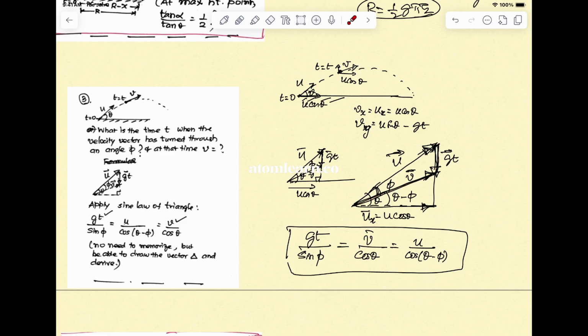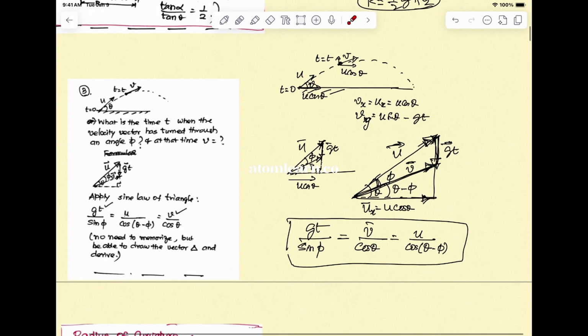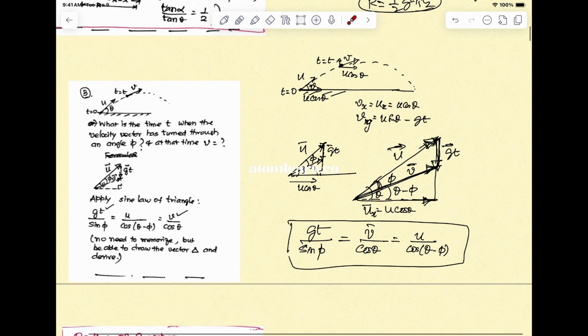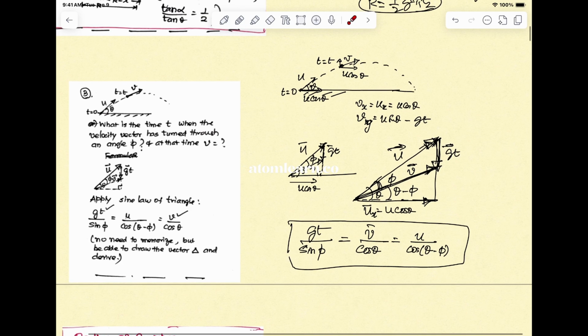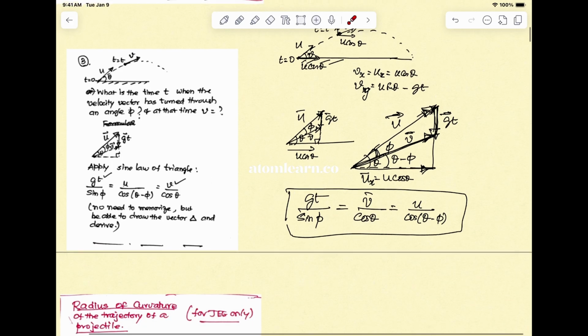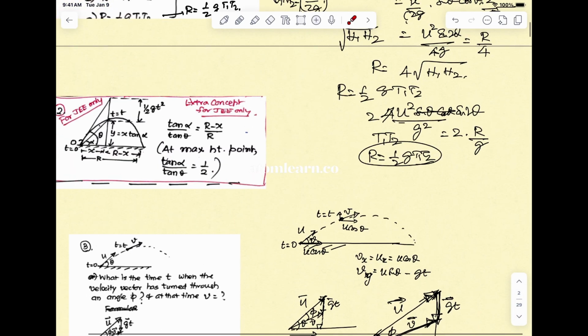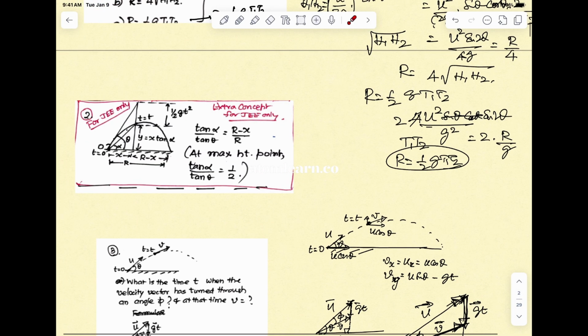This is the extra concept which you must be aware of, both the NEET people as well as the JEE Main people. Then we come back to what is required only for JEE Main people, this particular concept which I will now explain to you.